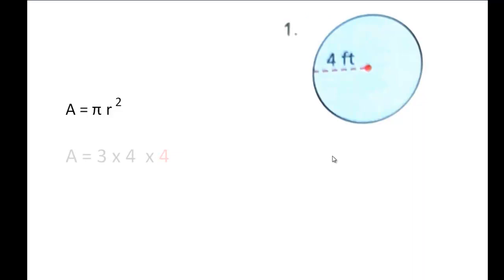Let's check. Area will equal pi, which is 3. He said in the question pi equals 3. And r here is 4. So 4 multiplies 4. Why 4 multiplies 4? Because we have here square. Then we have 3 multiplies 4 multiplies 4, which will equal 48 feet square. Let's go next.